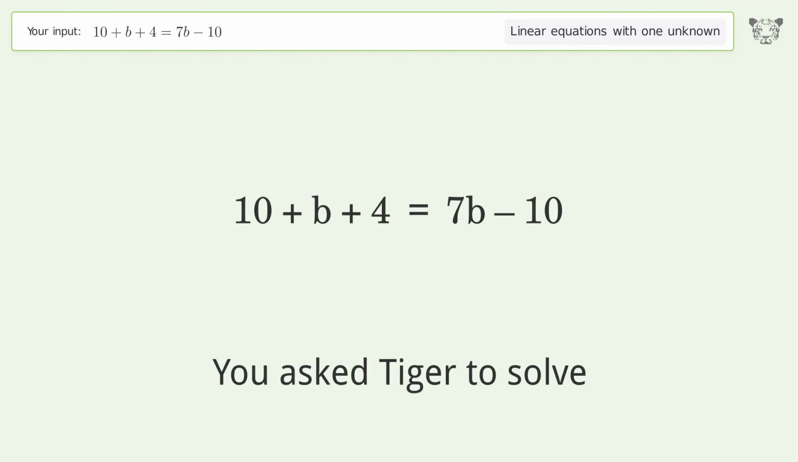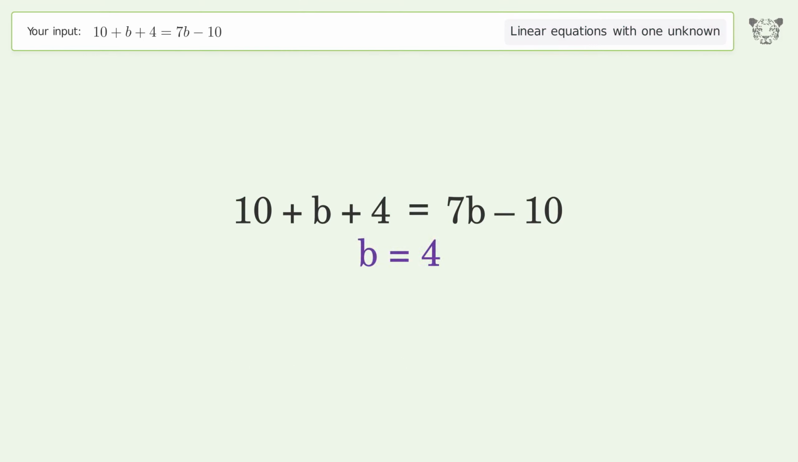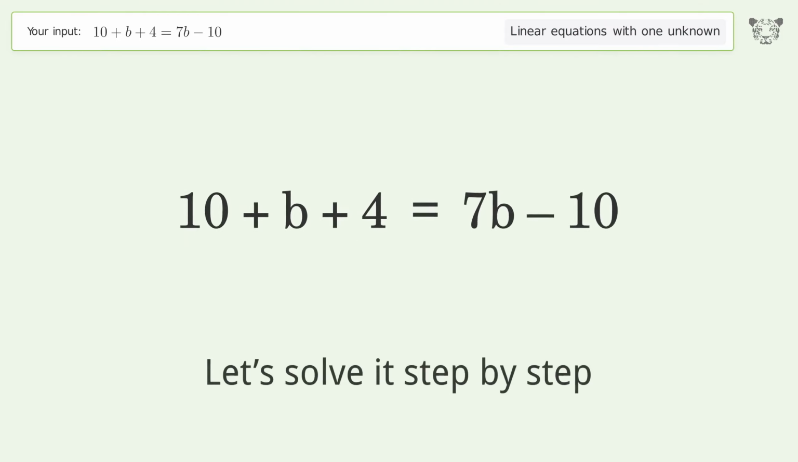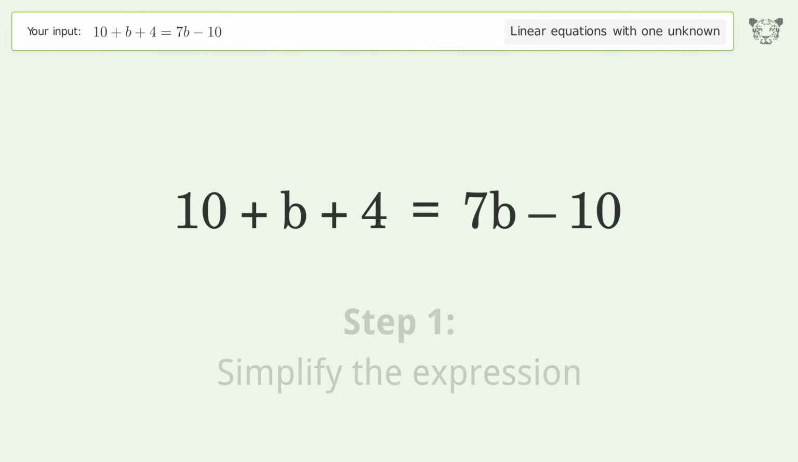You ask Tiger to solve this. This deals with linear equations with one unknown. The final result is b equals 4. Let's solve it step by step. Simplify the expression. Group like terms.